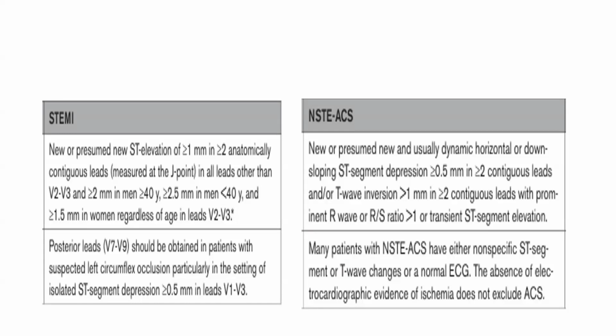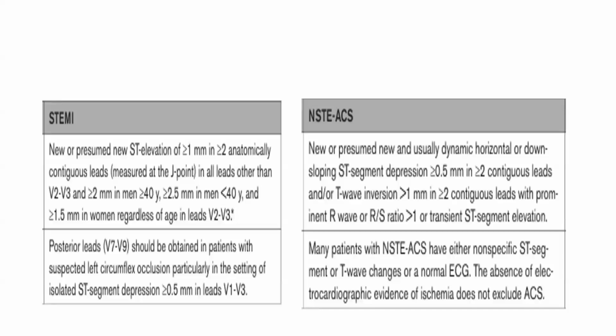Posterior leads, that is V7 to V9, should be obtained in patients with suspected left circumflex occlusion, particularly in the setting where we are seeing ST depression of more than or equal to 0.5 mm in leads V1 to V3.